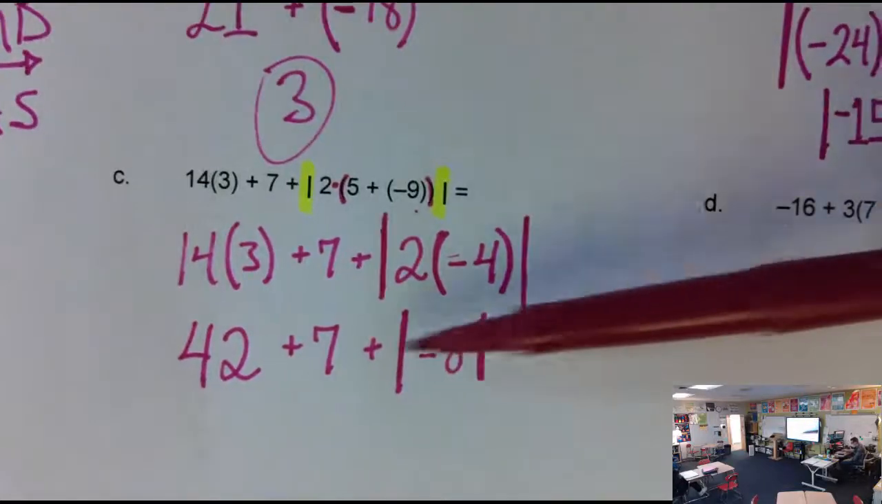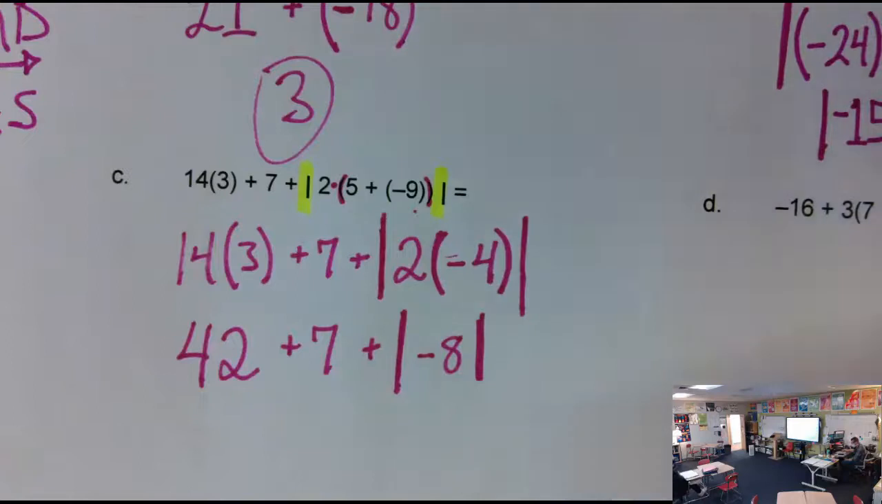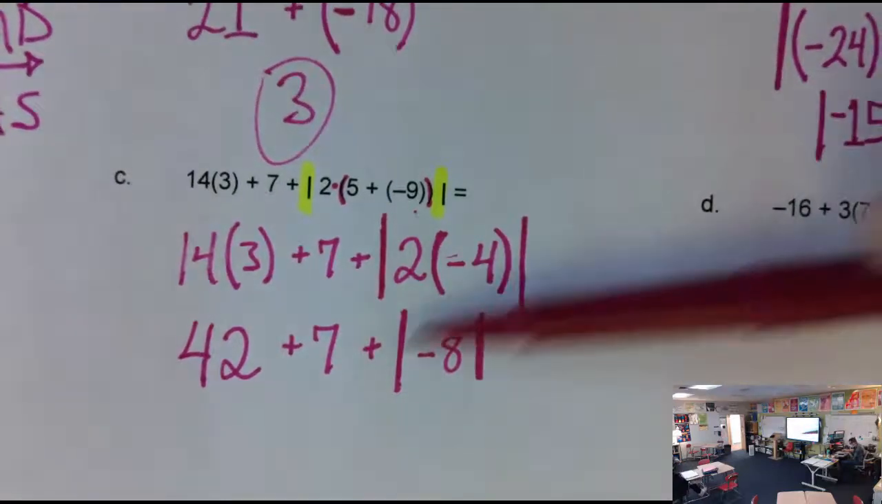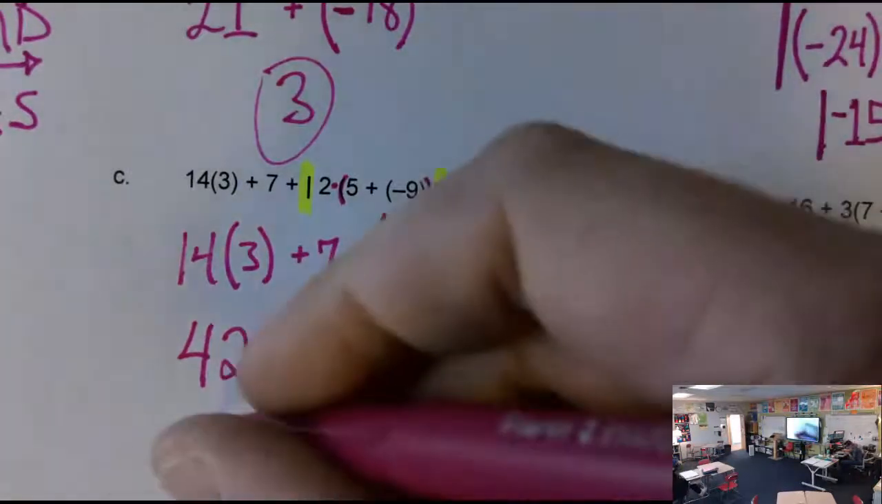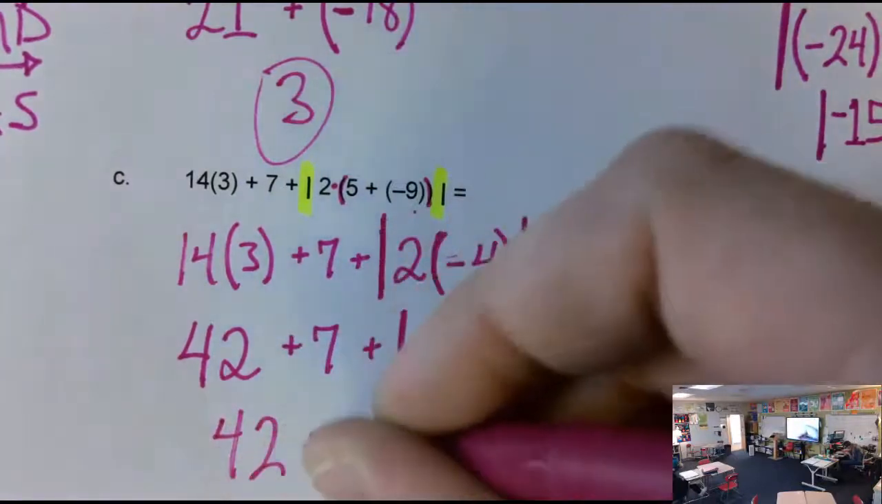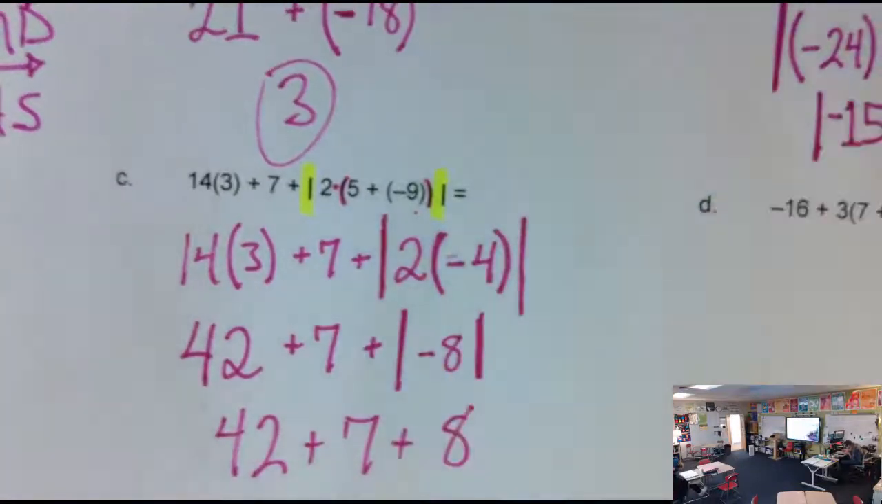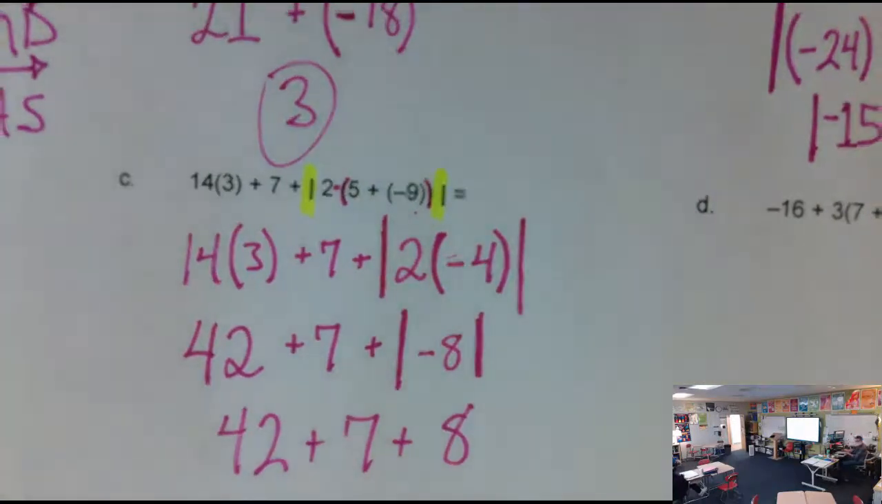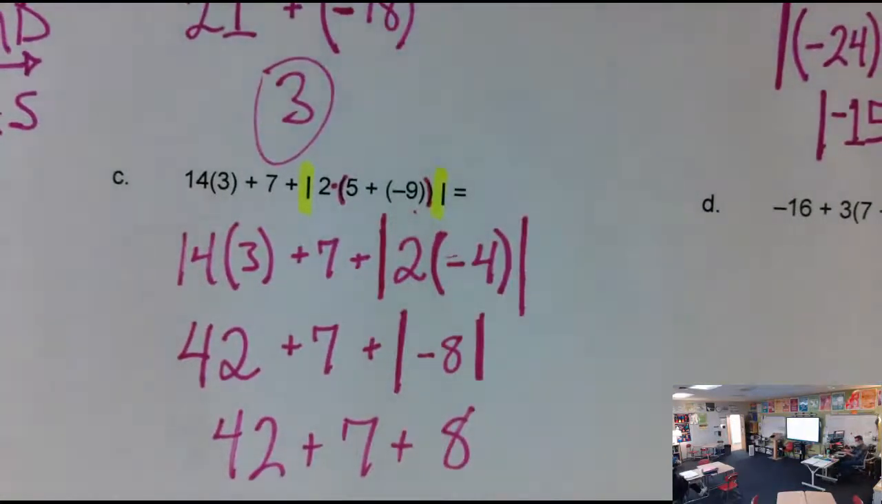And then what does the absolute value do to negative 8? Now it makes it positive. Once I've simplified inside of it. So now I have 42 and 7 and 8. I can just put them all together, right? It's addition at this point. So you're good to finish that one on your own.